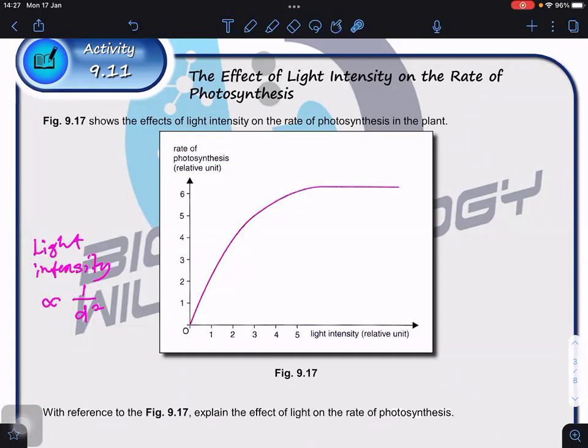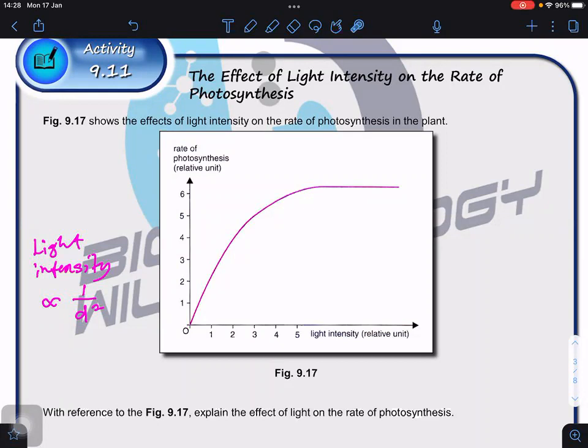Okay. Second way, we measure how fast CO2 is consumed. What's the third way? We measure the mass of product, how fast product can be formed. Let's say mass of product, how much sugar is formed. Are you clear? So 3 ways, guys, 3 ways.